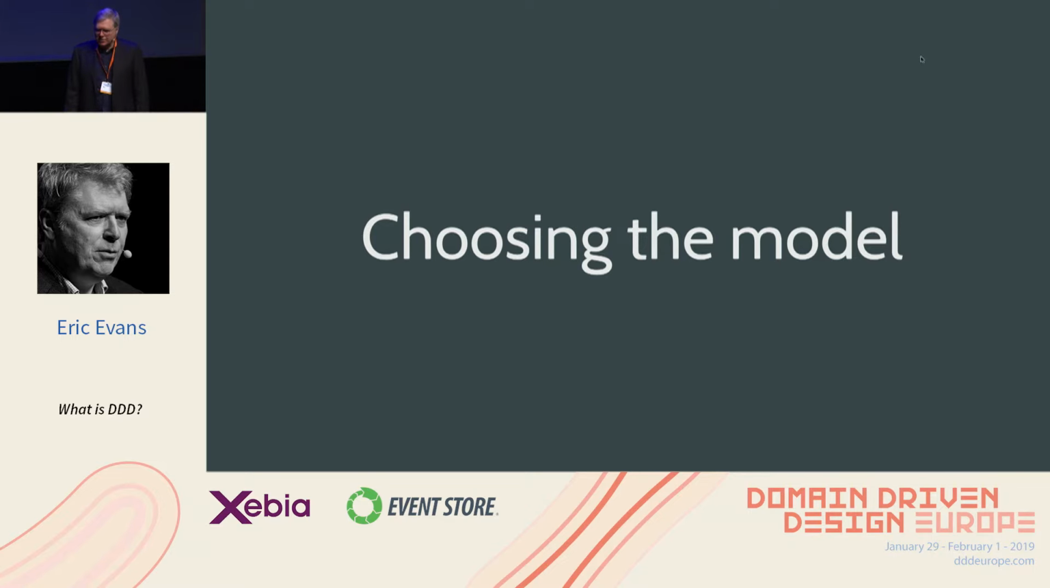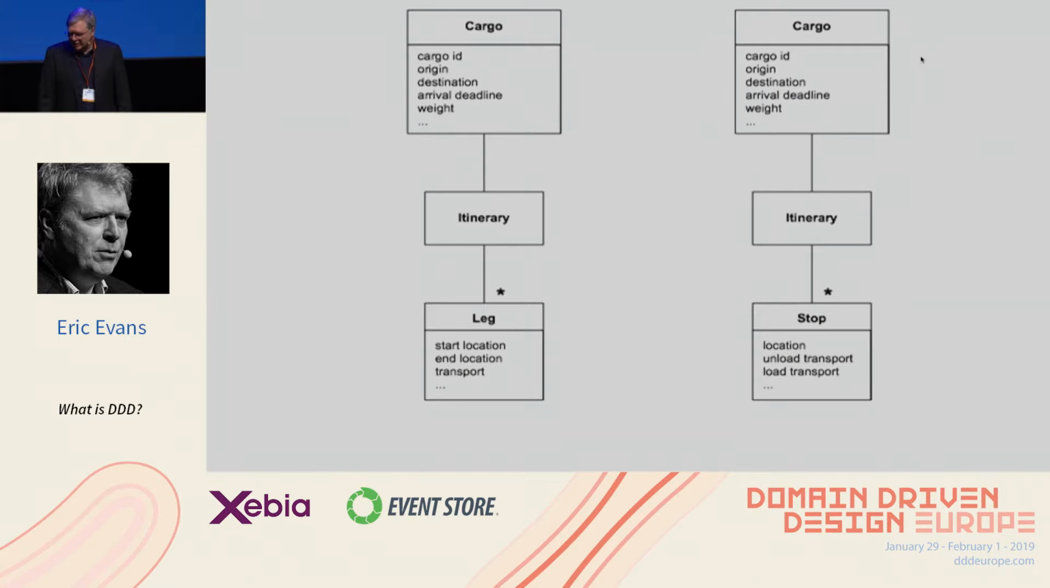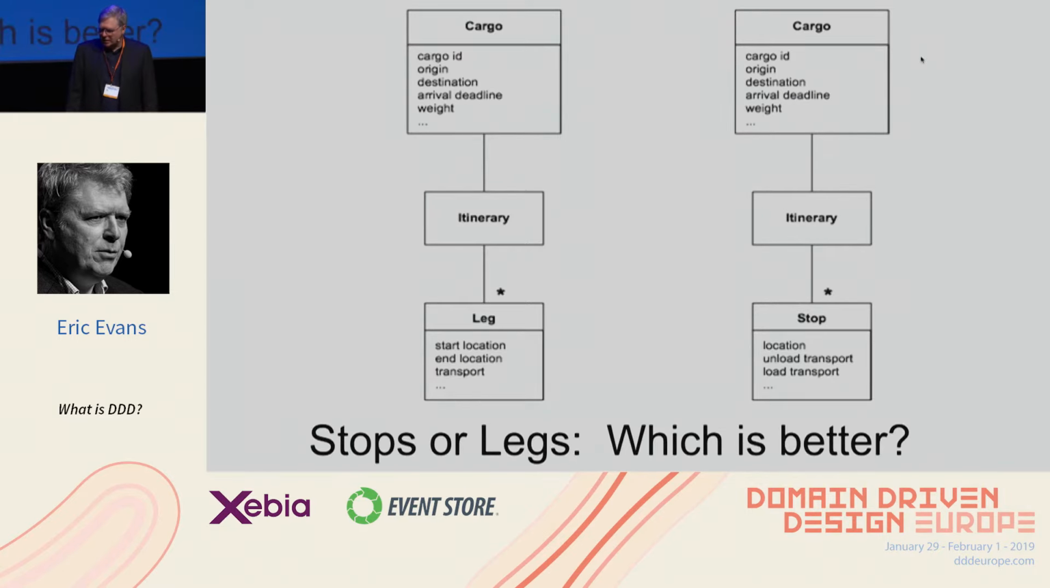Well, anyway, how do we choose a model? And I don't mean forever necessarily, but for now. So stops or legs, for example. Let's just boil it down to these 2. We're going to have a cargo with an itinerary with stops, or a cargo with an itinerary with legs, and just have a show of hands. Who thinks we should choose stops? And who thinks we should choose legs?